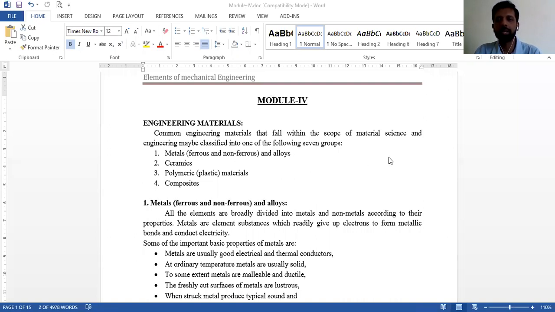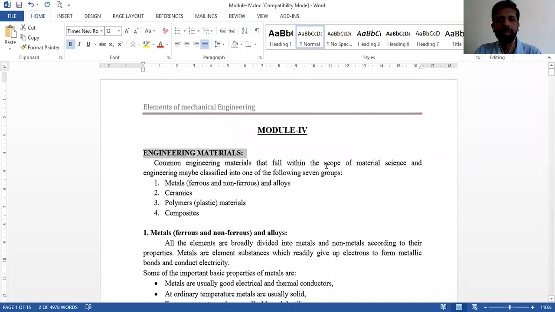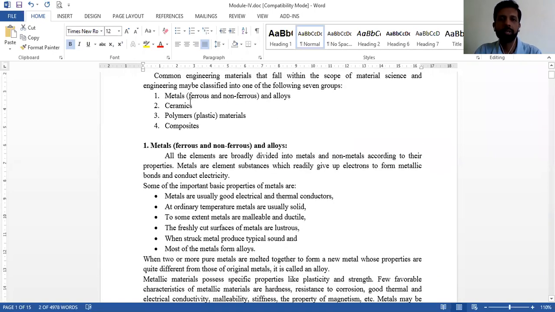So basically these materials can be classified generally into these four categories: metals, ceramics, polymers, and composites also. Any of these things will generally fall into this, where we are restricted only to engineering materials. So those engineering materials can be classified into these four groups.